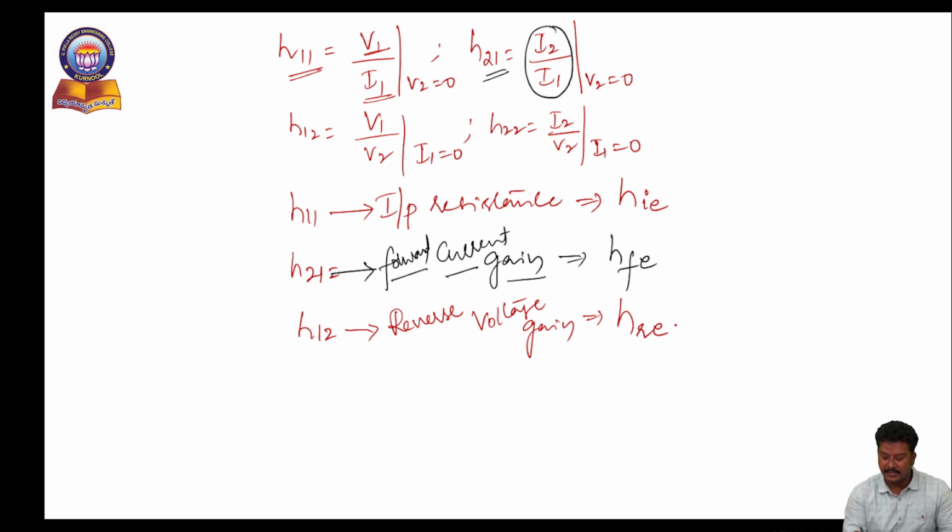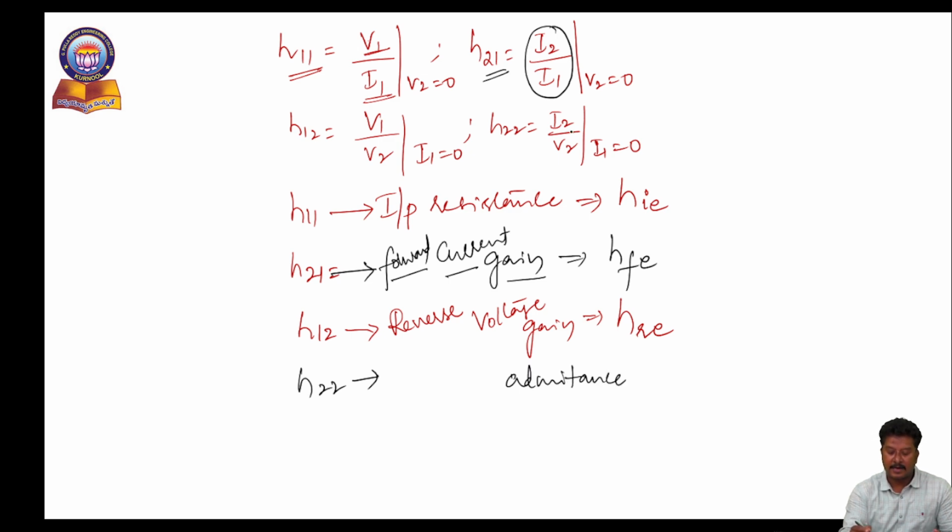Similarly, from the output characteristics, one more parameter we are defining, that is H22. It is also representing some type of resistance, but it is having the inverse ratio of current as well as voltage. That's why it is called admittance.